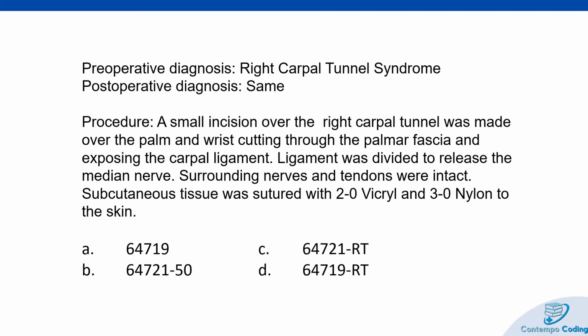Next, we have preoperative diagnosis, right carpal tunnel syndrome. Post-operative diagnosis is the same. A small incision over the right carpal tunnel was made over the palm and wrist, cutting through the palmar fascia and exposing the carpal ligament. Ligament was divided to release the median nerve. Surrounding nerves and tendons were intact. Subcutaneous tissue sutured 2-0 Vicryl and 3-0 Nicral to the skin.